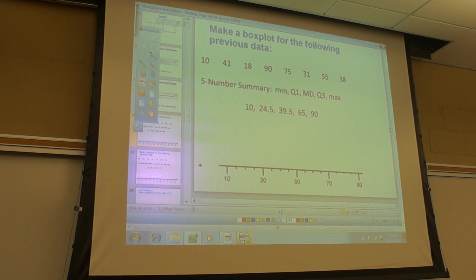So 10 would go here. 24 and a half, it's almost 25, so it goes here. 39 and a half goes there. 65 goes here. 90 goes there. Then you just draw a box through the Q1 and Q3, and then right back out through Q2. And then whiskers out to the ends, to the min and the max.